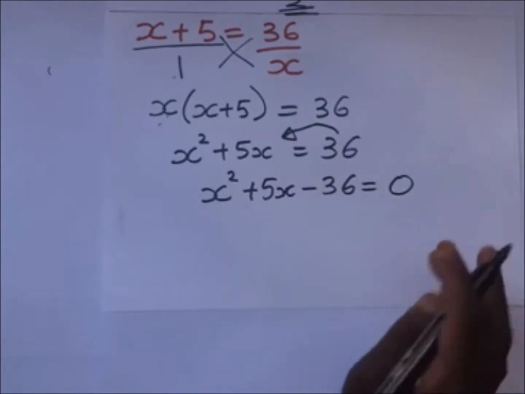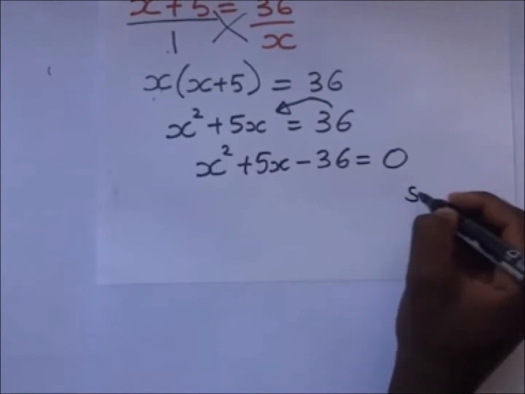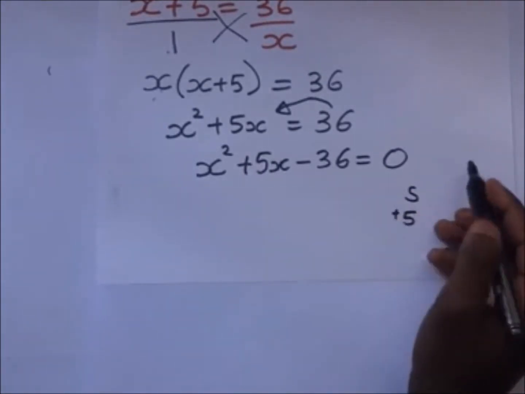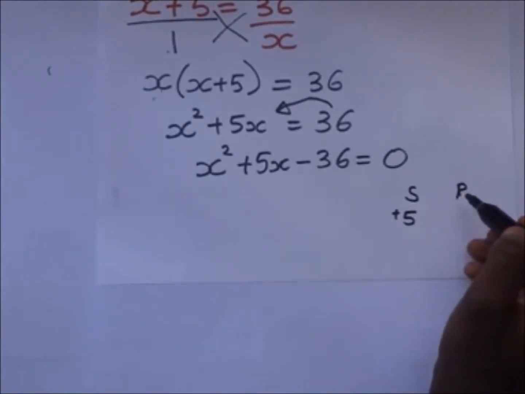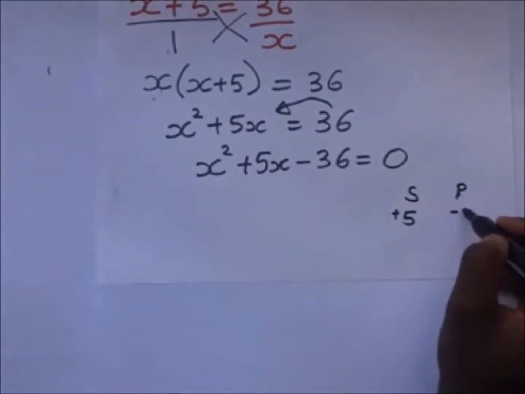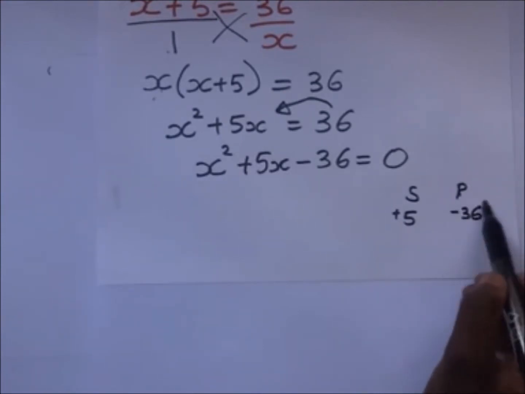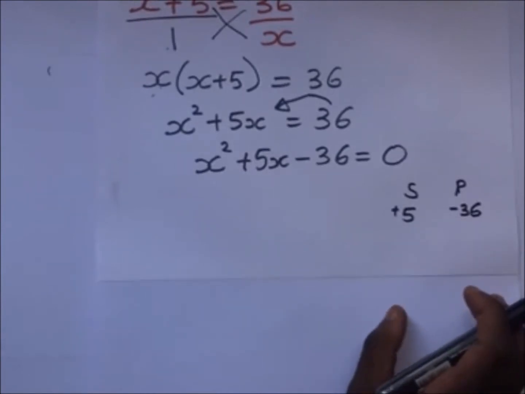We are supposed to get two numbers to factorize this, giving us a sum of positive 5. And when we multiply those two numbers, they're supposed to be giving us a product of 1 times negative 36, which is negative 36. So we get those numbers from the factors of 36. So we begin exploring the factors of 36.